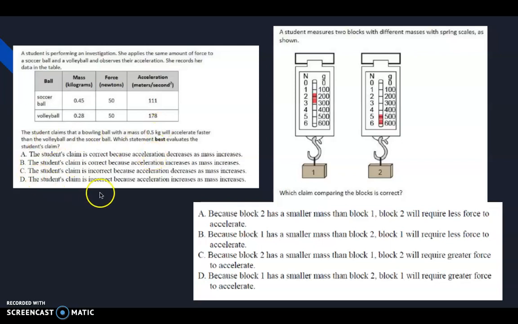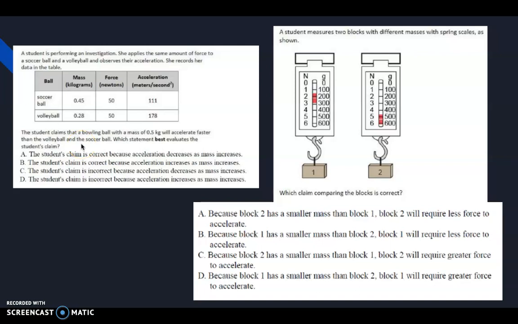And so if we were to look at our choices here, we would want to look for a combination of acceleration increasing because the mass is different, okay? And so let's take a look at our choices here. And it says, oh, sorry, let me actually go back and read the question. I am not modeling best practices.